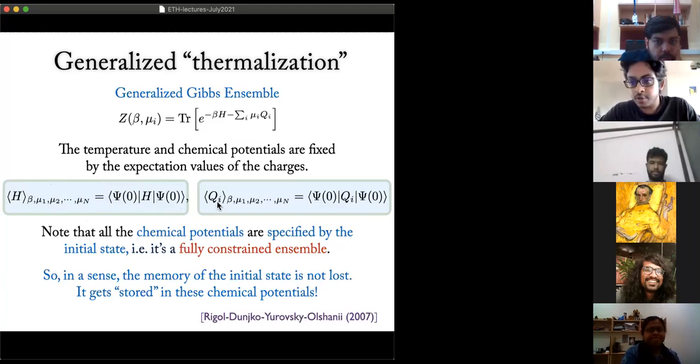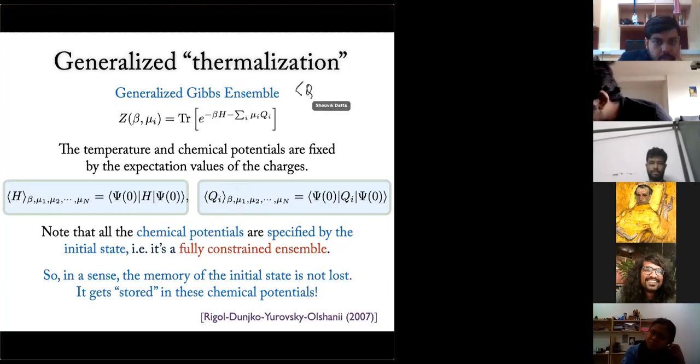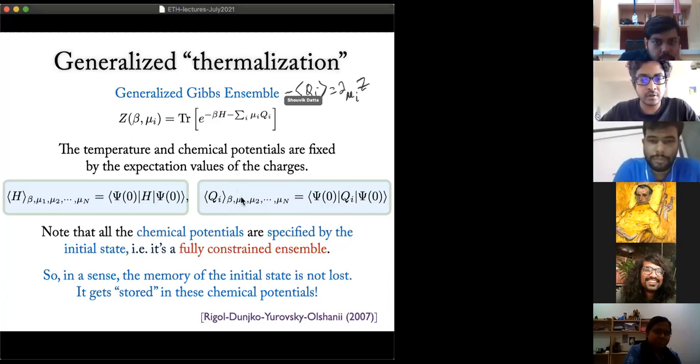Analogously, you look at the conserved charges. You look at the conserved charge in this grand canonical ensemble, which is now a function of beta and all the chemical potentials. I should write this: this Q_i is nothing but the derivative with respect to mu_i of the partition function, maybe with a minus sign. So it's a function of the inverse temperature and all the chemical potentials.